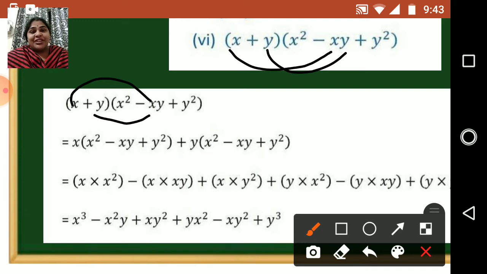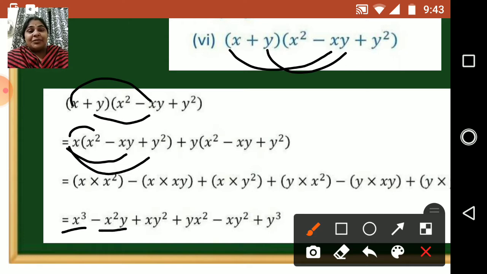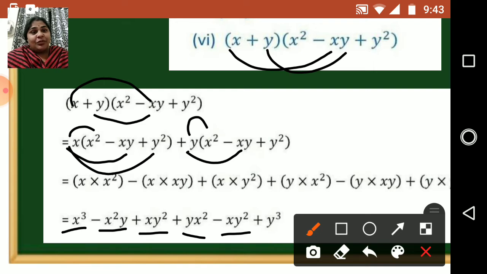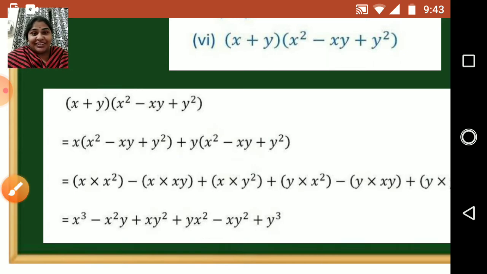square again. So x into x square is x cube. x into negative xy is negative x square y. x multiplied by y square is xy square. y multiplied by x square is yx square. y multiplied by negative xy is negative xy square. And y multiplied by y square is y cube. I hope this is clear till here.